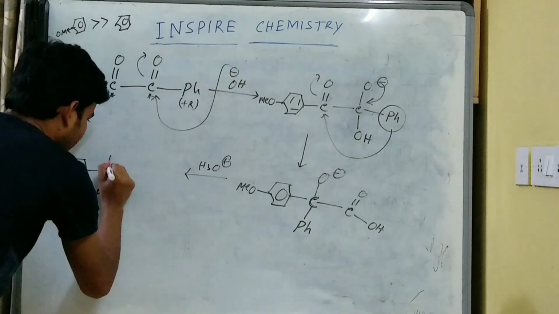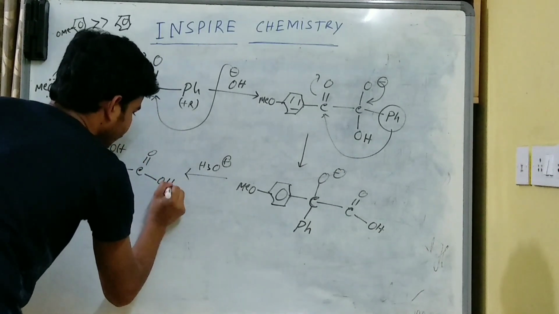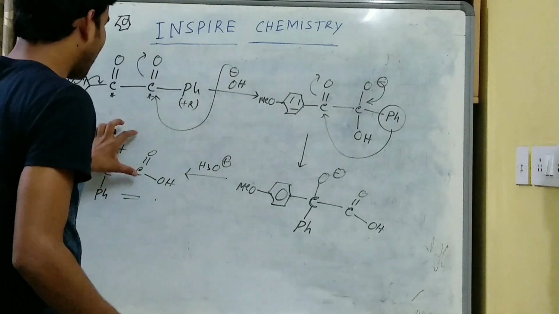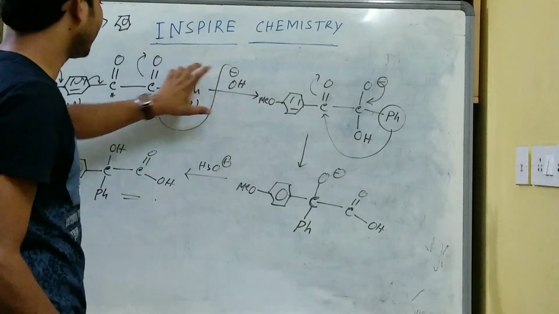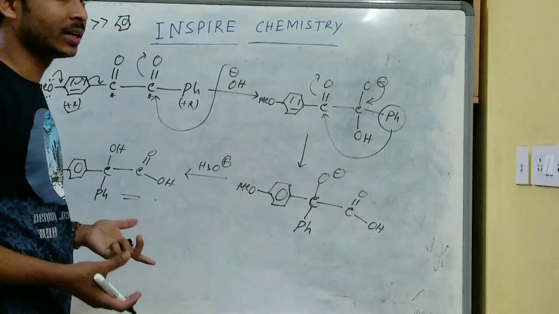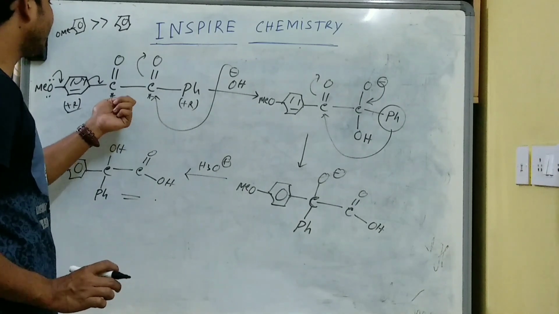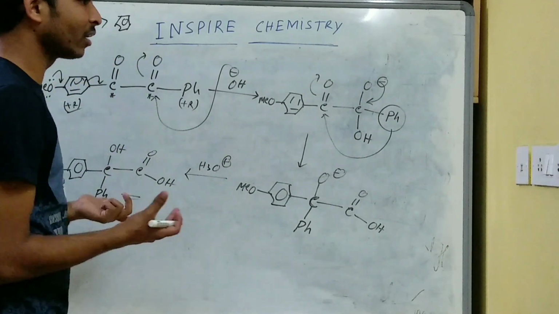Okay, and this is acid. This will be the product. Here a hydroxy acid is formed. In this case the main thing is that two carbonyl groups are present, but we have to determine which of these two carbons is more electrophilic.